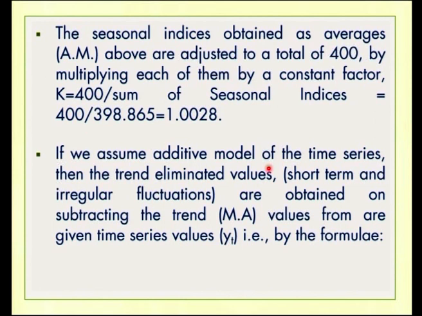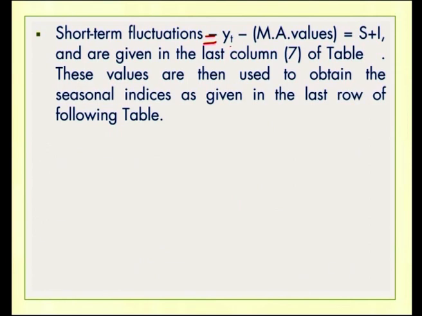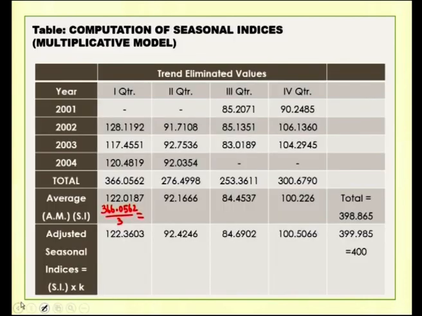Next, if we assume an additive model of the time series, the trend eliminated values or short term fluctuations are obtained by subtracting the trend moving average values from the given time series values. That is, short term fluctuations is equal to original data minus moving average values. Original data minus moving average values is nothing but S plus I, and is given in the last column of the table, and these values are then used to obtain seasonal indexes as given in the last row of the following table. Let us see how this 1.0028 is taken into account here.